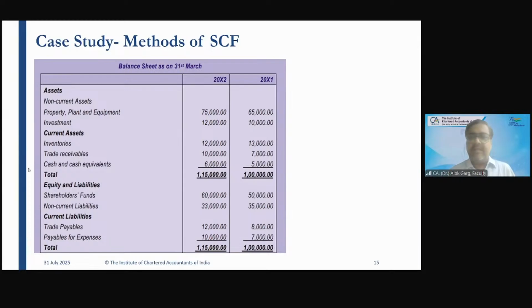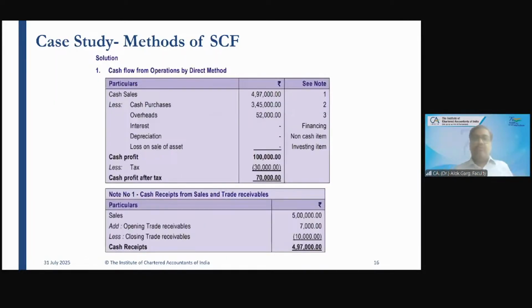P&L and balance sheet is clear to everyone. Yes or no? Yes, sir. Clear. Now we need to prepare the cash flow from operations by direct method. By direct method, what is your cash collected?